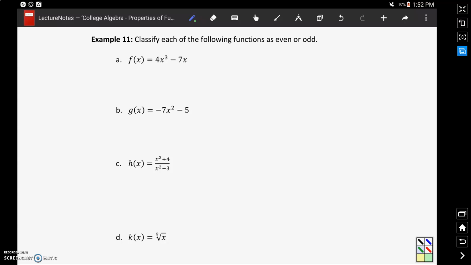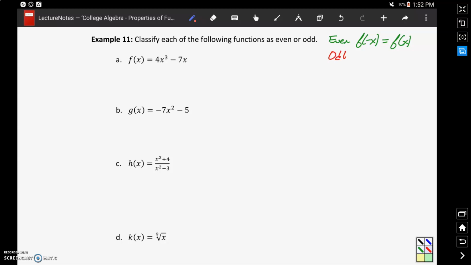We can also classify functions as being either even or odd, algebraically. A function is considered to be even if f of negative x, meaning we take that function and evaluate it for the expression negative x, ends up outputting exactly the same expression that we started off with.